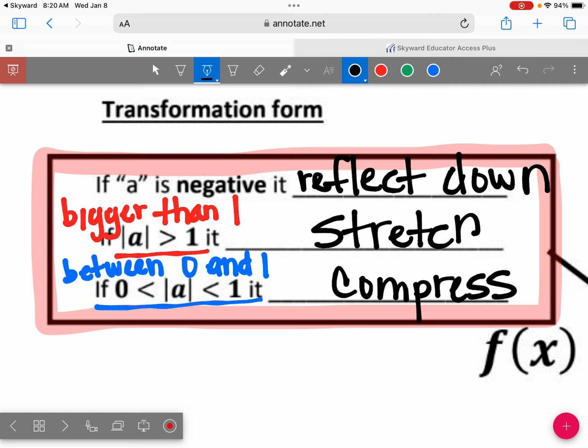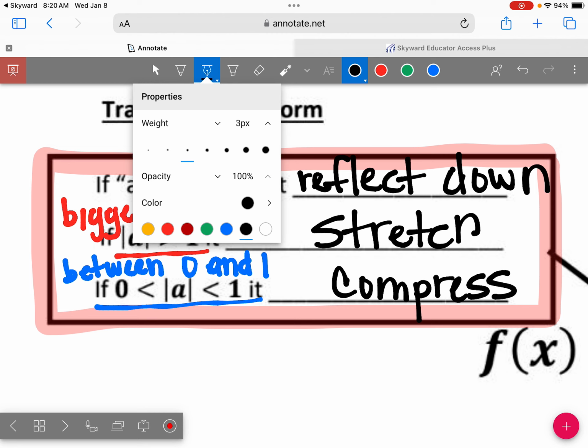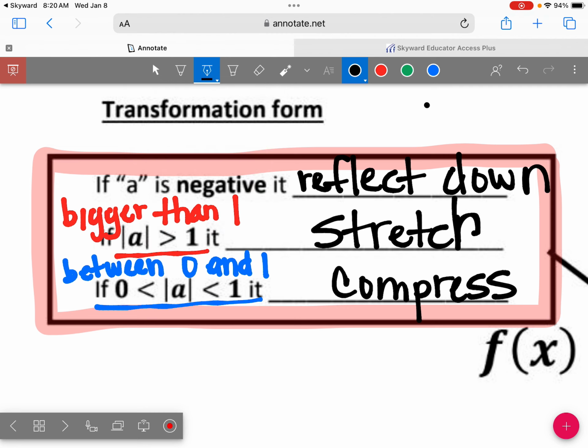If it's a number bigger than 1, that says stretch. That H looks kind of weird. There we go. If it's a number bigger than 1, it's going to make it stretch. If it's a number between 0 and 1, it's going to compress it. That's in front of the square root. That's the A value.